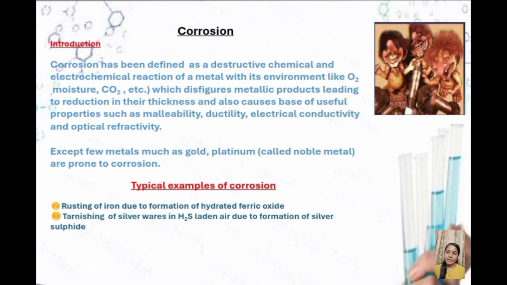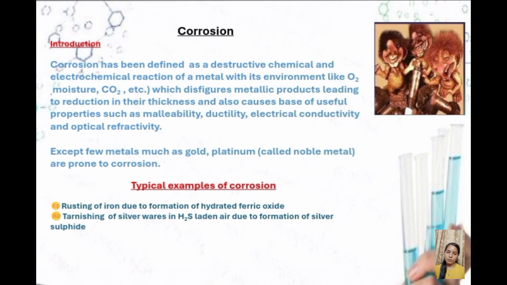Corrosion has been defined as a destructive chemical and electrochemical reaction of a metal with its environment like oxygen, moisture, carbon dioxide, etc., which disfigures metallic products leading to reduction in their thickness and also causes loss of useful properties such as malleability, ductility, electrical conductivity, and optical refractivity. Except a few metals such as gold and platinum, which are called noble metals, all are prone to corrosion.